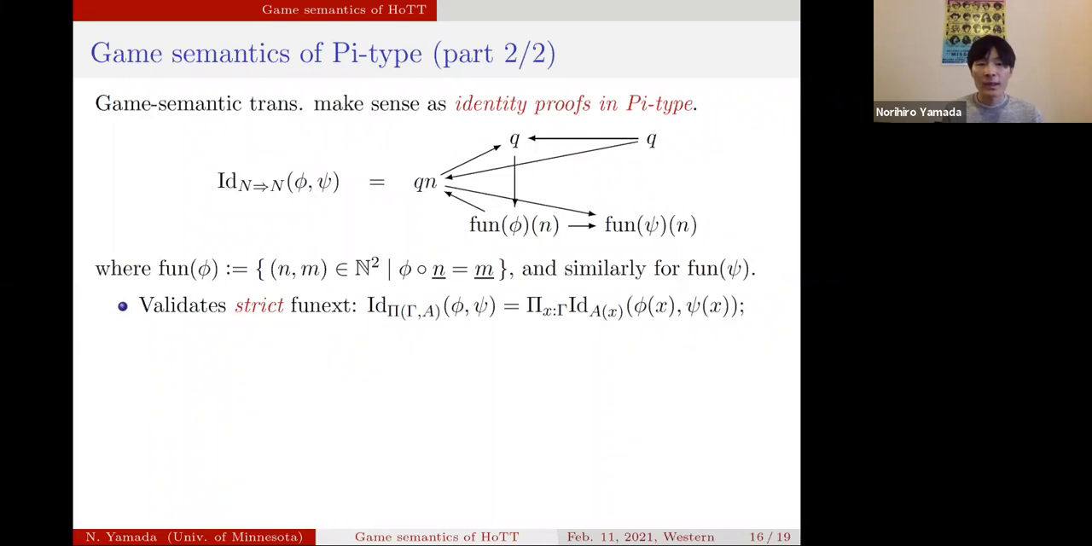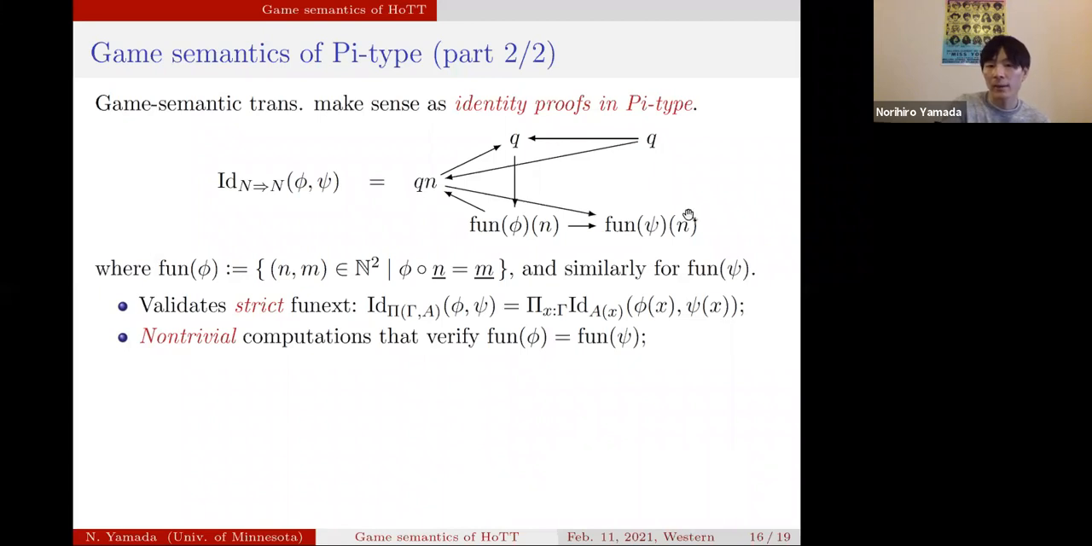But this interpretation is non-trivial because, as I said before, there are at least two different strategies. One is here, assuming that phi n and psi n coincide, and another is like this one. So it is a non-trivial interpretation of identity proofs that validates strict function extensionality.